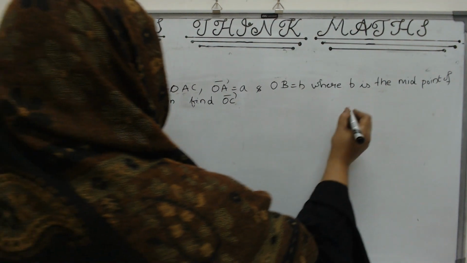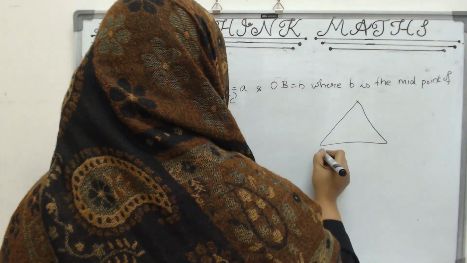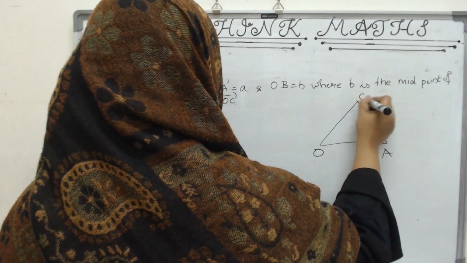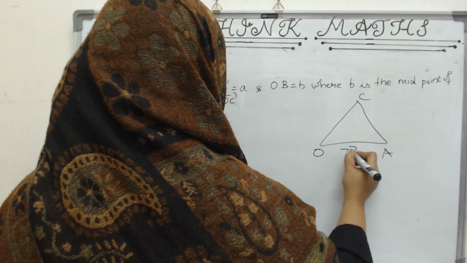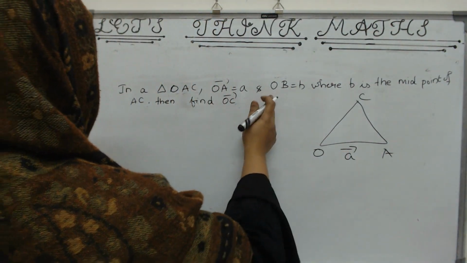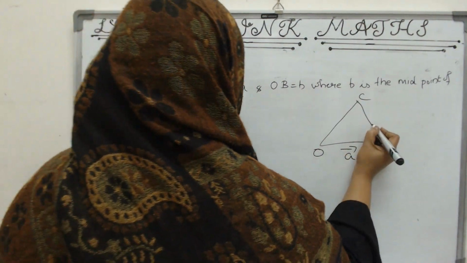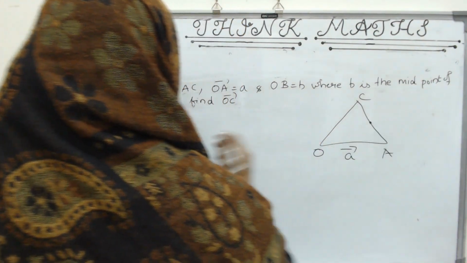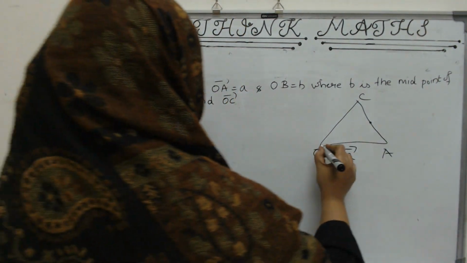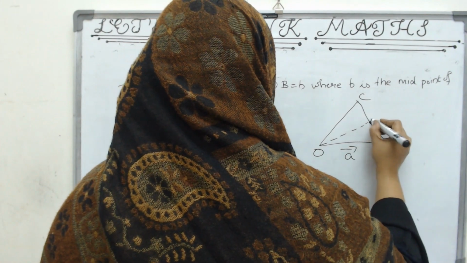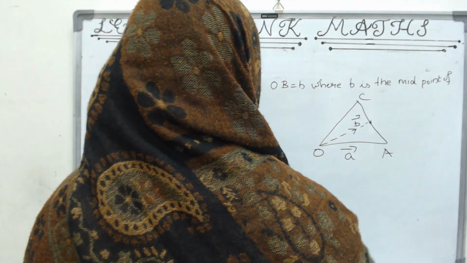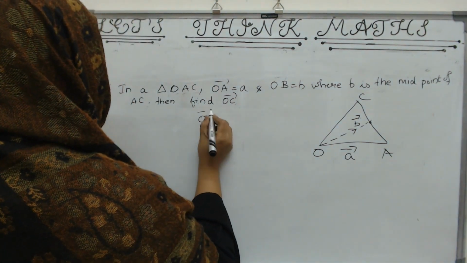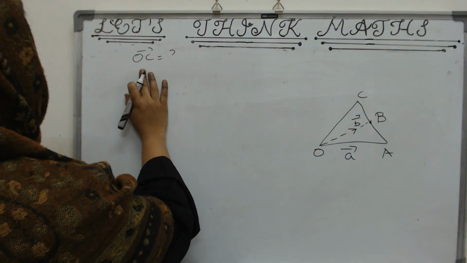Okay? So what do we have? We have a triangle OAC. And what is OA? Its position vector is a. B is the midpoint of AC. That means it lies here. And OB here is b. Now the question is, what is OC? Now we have to find OC.